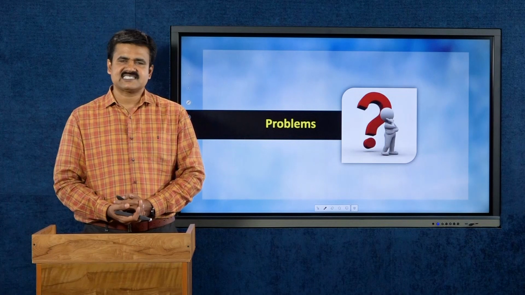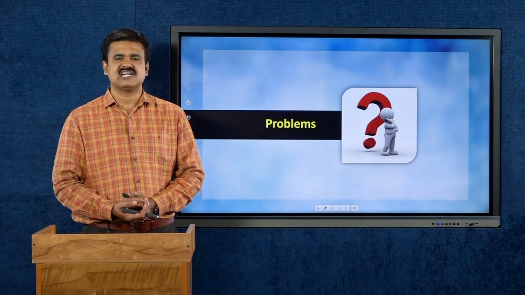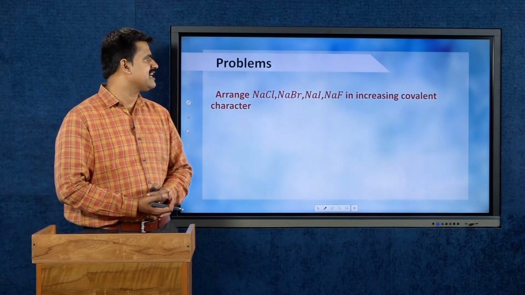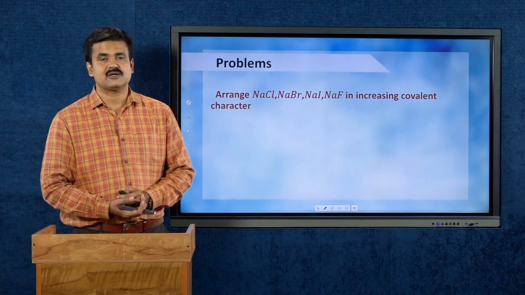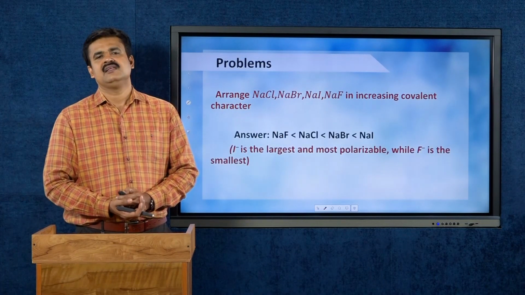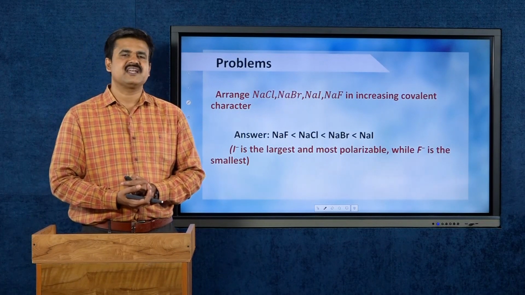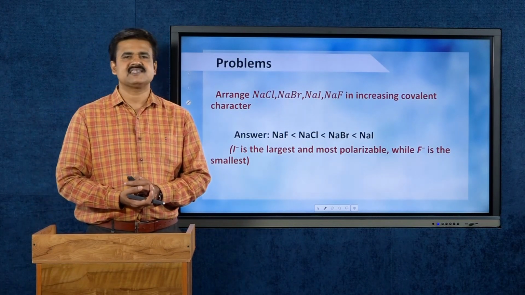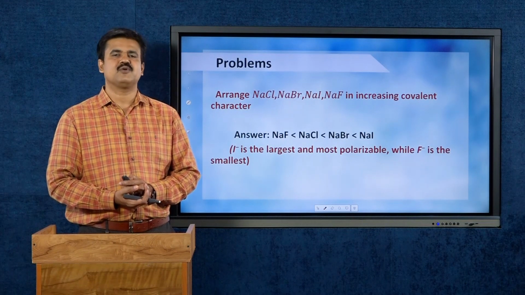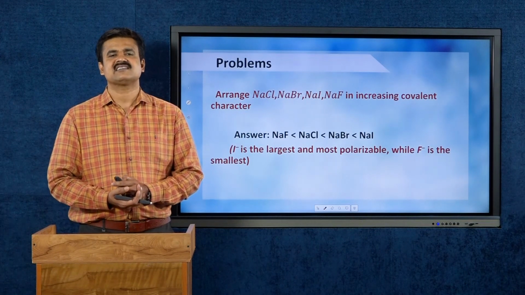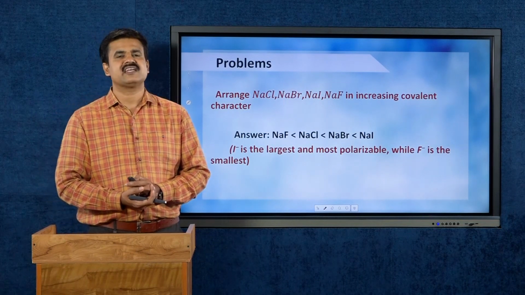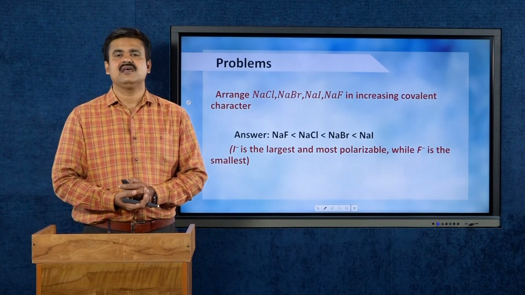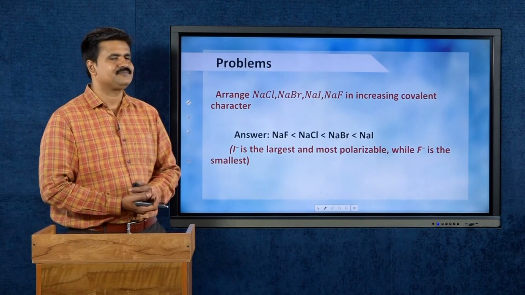Now, we are discussing some problems based on the concept we learned. This is the first problem. Arrange sodium chloride, sodium bromide, sodium iodide and sodium fluoride in the increasing order of their covalent character. This is a direct question. Whenever we are looking at cations and anions, it is clear that cations are common and anions are different. With increase in size of the anion, their polarizability and the rate of polarization will be high. So, sodium iodide is having more covalent character and the least covalent character is associated with sodium fluoride. I minus is largest and more polarizable, while F minus is the smallest.